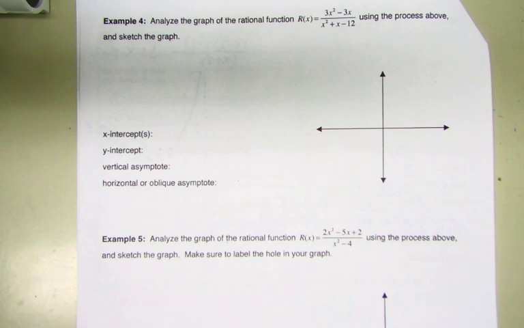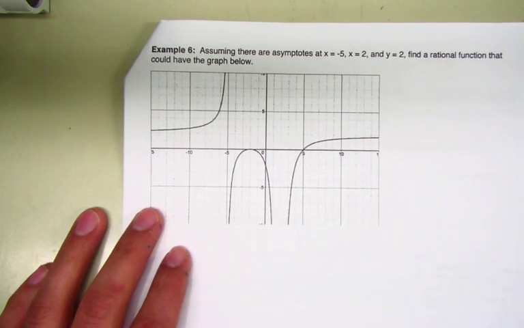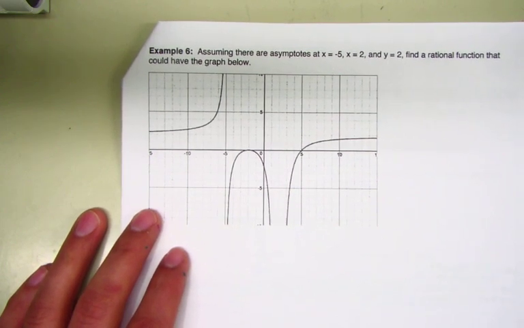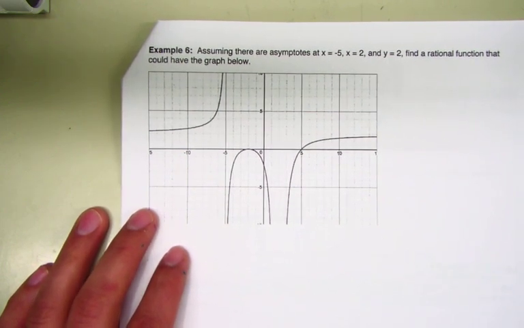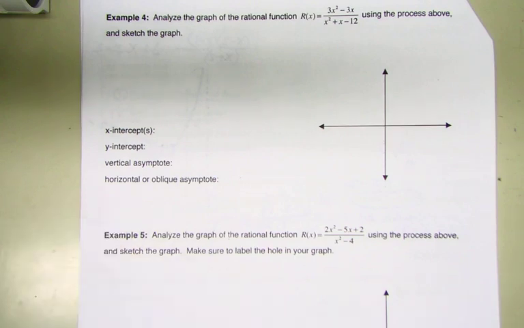All right, so we're going to pick up where we left off. We're just going to practice a couple more graphs, okay? And then the last problem for today will be looking at a picture of a graph and trying to work backwards to figure out what the equation might be, okay? So that's what we have left. So let's go ahead and work through example 4.